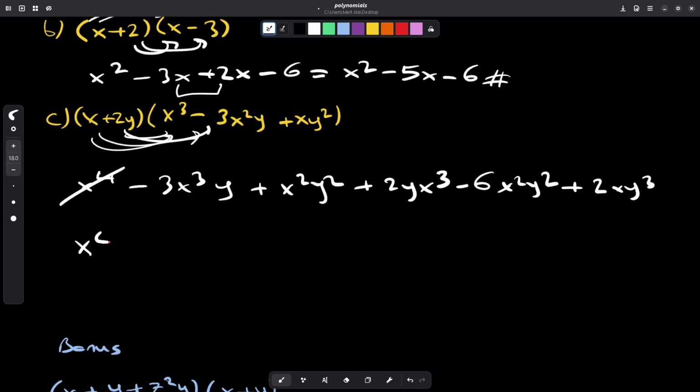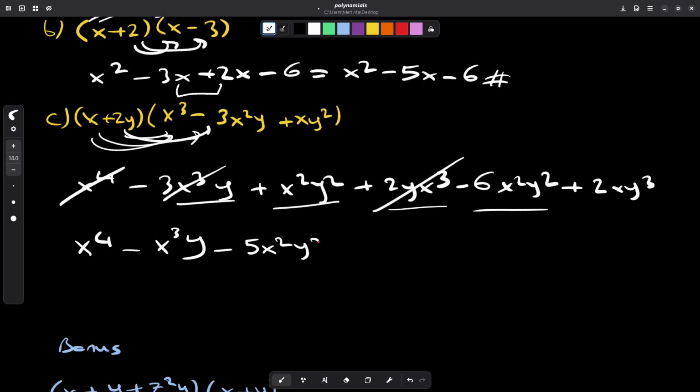First of all, there's no like term for this one. Let's clean it. X cubed y, do we have any x cubed y? We have one here. Minus x cubed y, cancel. Let's clean this part as well. Squared y squared, which gives us minus 5x squared y squared. These like terms are also gone. This is alone by itself, 2xy cubed.